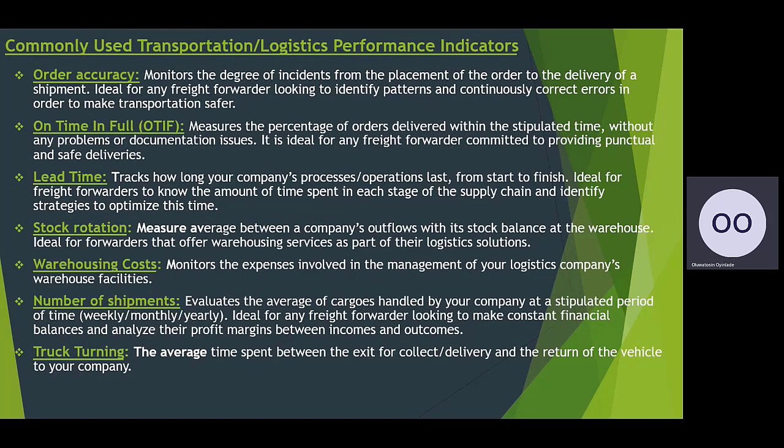So order accuracy. I say order accuracy measures the degree of incidents from the placement of the order to the delivery of the order. It is ideal for freight forwarders looking to identify patterns and continuously correct errors in order to make their transportation safer. Then on time, in full, we call it OTIF. This measures the percentage of orders delivered within the stipulated time without any problem or documentation issue.